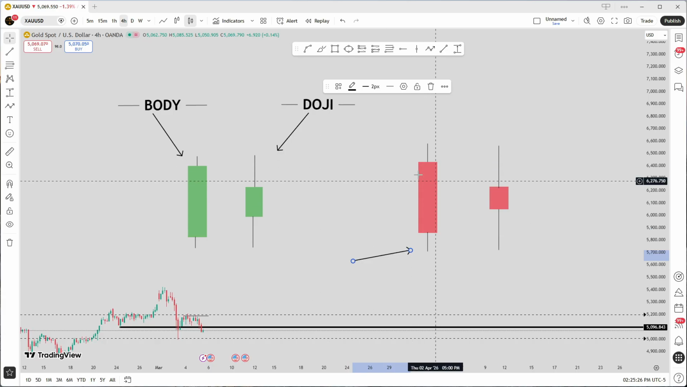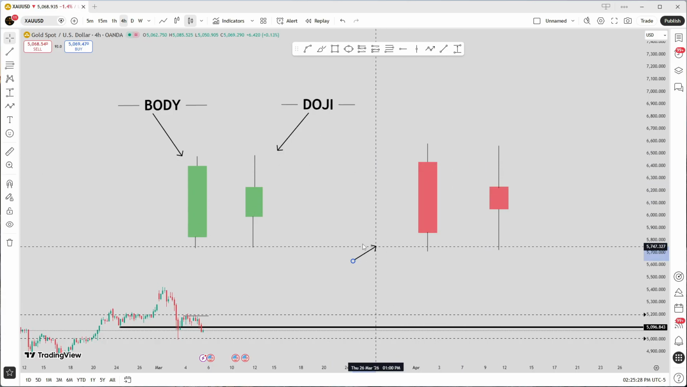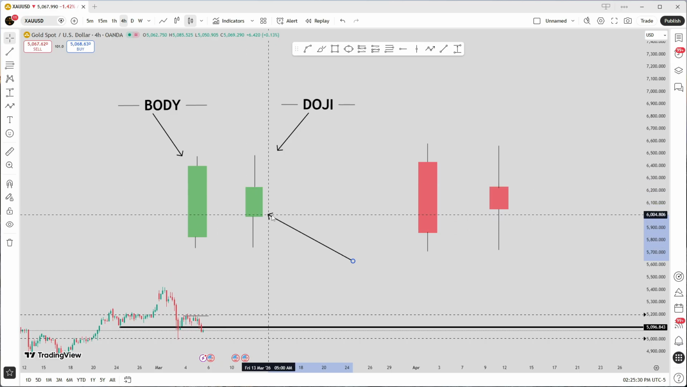Okay, so that's with the body. Now with these dojis, same philosophy.